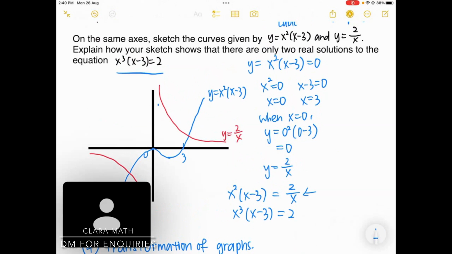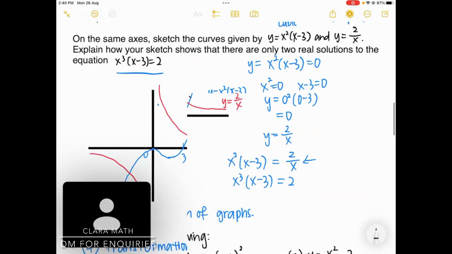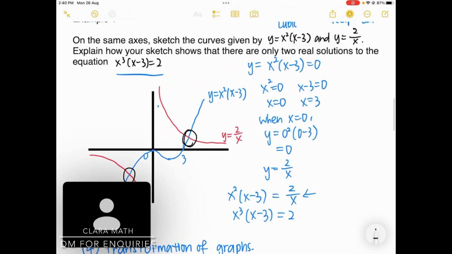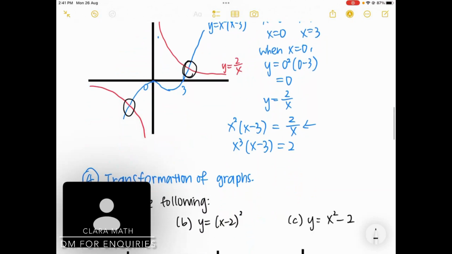So when they ask you to find the solution of this, you just look at the two curves you have. And they say two real solutions. So yes, you see the solutions where they intersect, 1 and 2. From the sketch, we can see the two circled points are the two real solutions because they intersect. Okay.